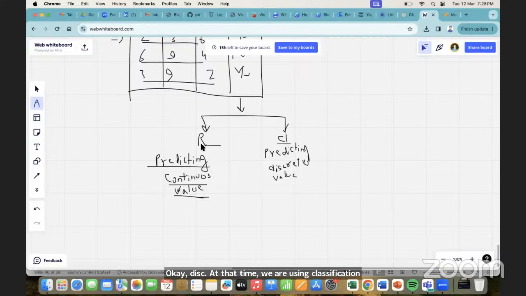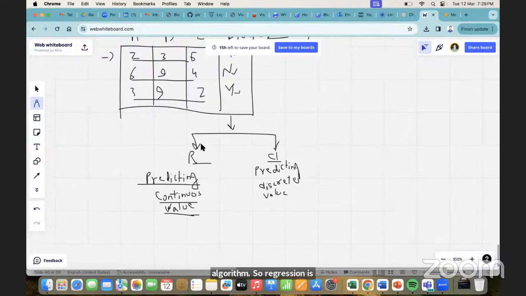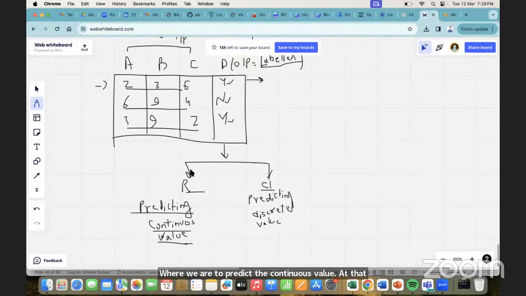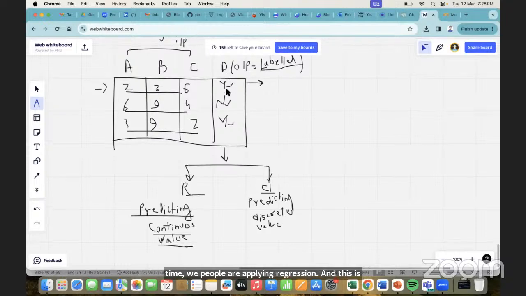So regression means what? Whenever we are solving any project in the real time market where we have to predict the continuous value, at that time we apply a regression algorithm. Suppose the nature of D is a continuous value. D is the output, so we have to predict the continuous value. Apply regression. When we have to predict a discrete value, apply classification.